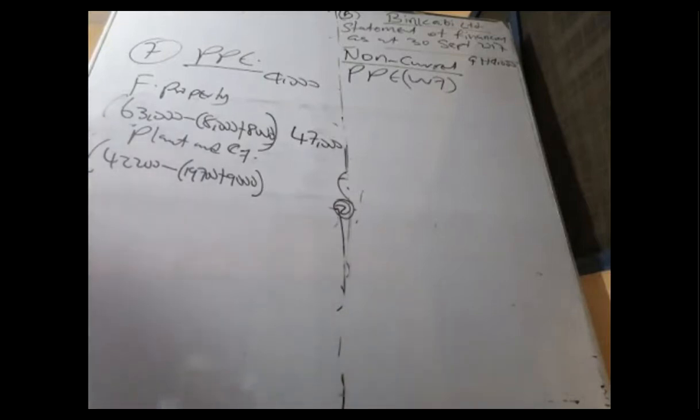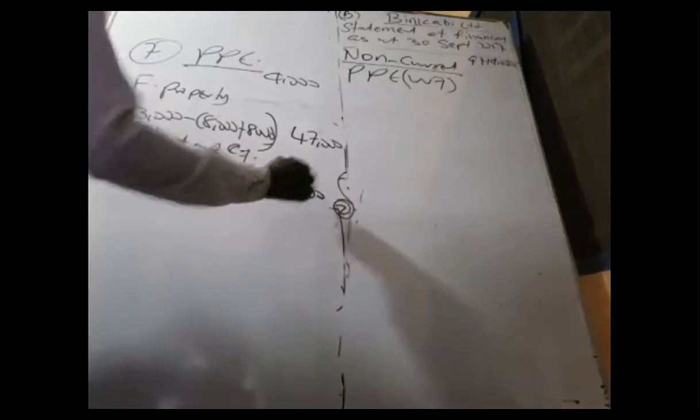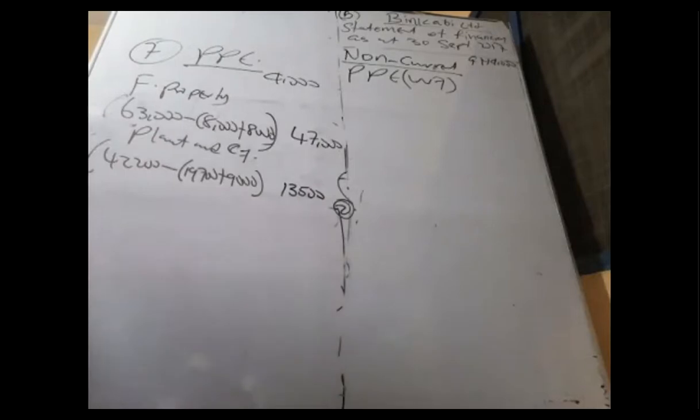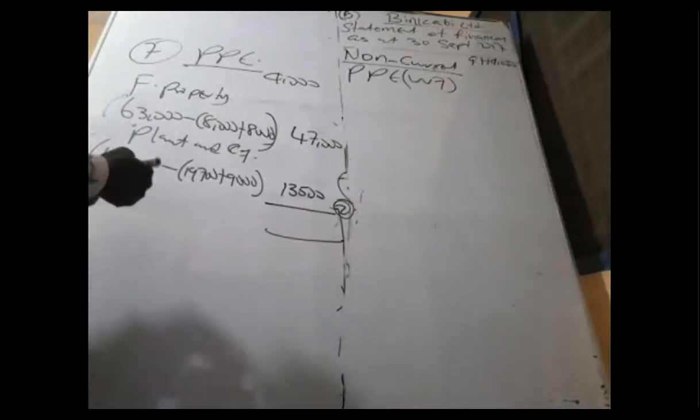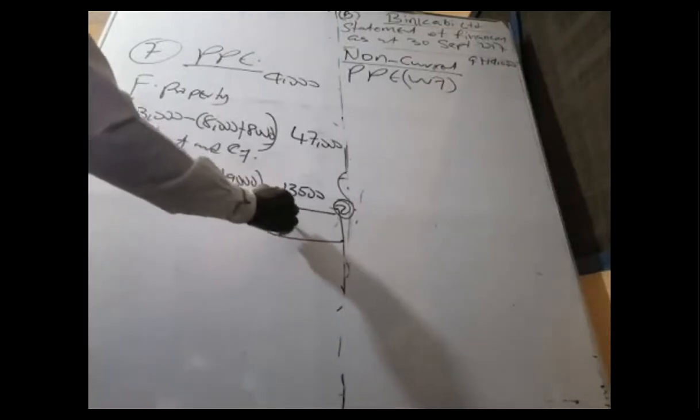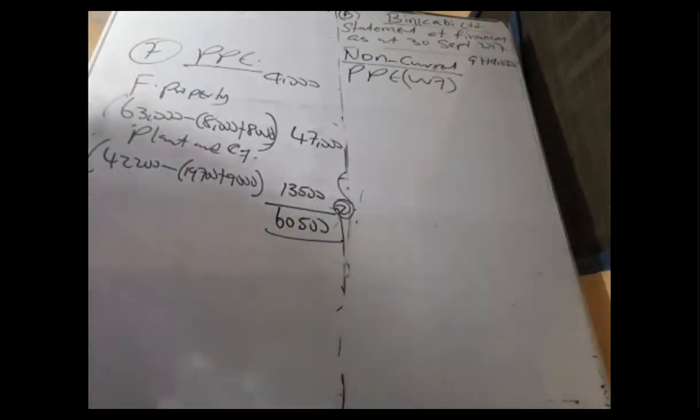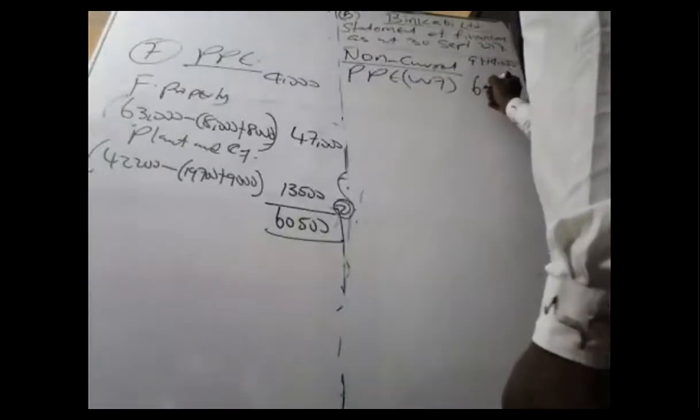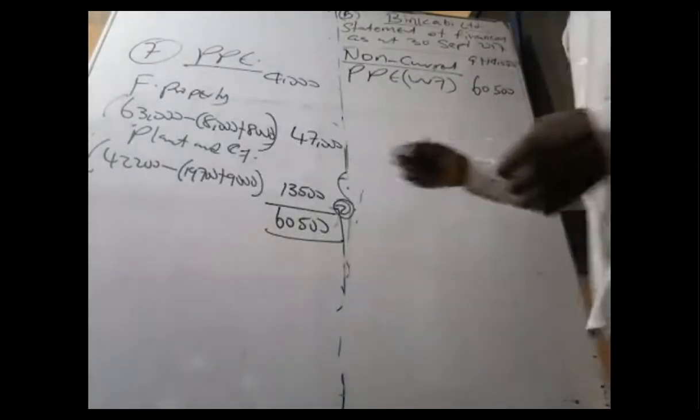So what do you get? 42,200 less 19,700, less 9,000. That should be 13,500. So that's handled, we are done with the PPE. Intangible is not part of PPE, it's on its own. If you put this together, you get something like 60,000 and what? 500, yeah, total. So I come in here and put 60,500 here as PPE.